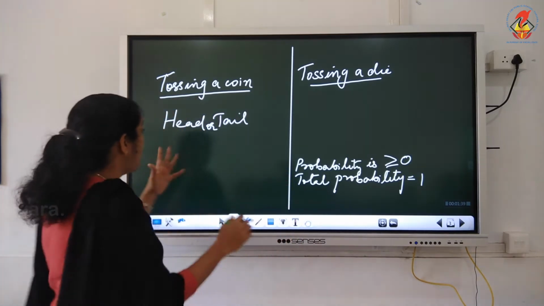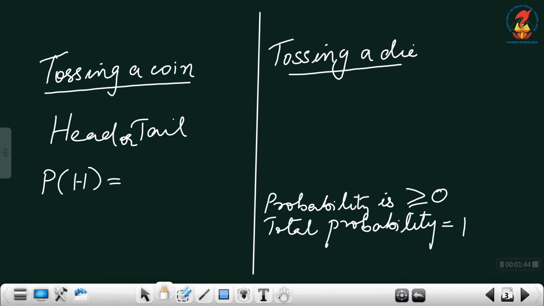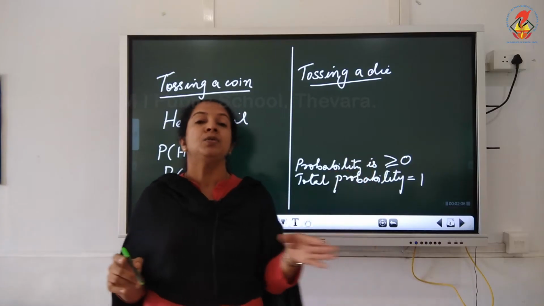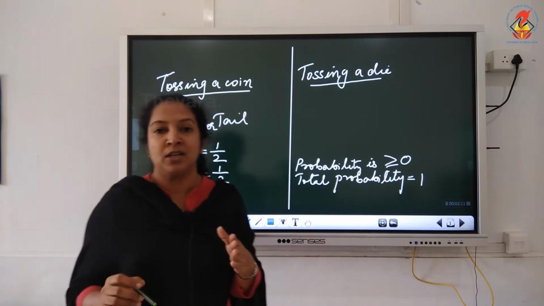So, what is the probability to get a head? The number of favorable outcomes, that is head, 1. From how many? From 2. So, the probability is 1 by 2. Similarly, probability of tail is also equal to 1 by 2. So, when you toss a coin, the possible outcomes are head or tail. Probability to get head is 1 by 2 and probability to get a tail is 1 by 2.